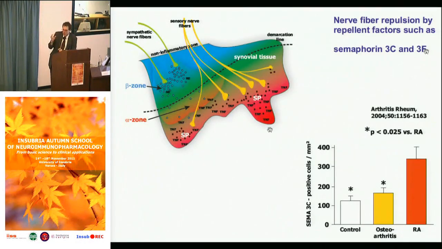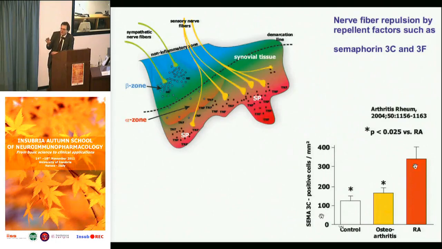Repulsion factors, repulsione, are extremely important to guide the nerve fibers during the embryological development, because the sensory nerve fibers are in completely different areas as compared to the sympathetic nerve fibers. So the repellent factors are dictating the guidance, not the growth factors. The growth factors are there, but the repellent factors are not there. This is an example of a repellent factor, semaphorine 3C. And we found, for example, that these positive cells for semaphorine 3C are clearly higher in rheumatoid arthritis patients as compared to osteoarthritic and control patients. So they have higher levels or higher numbers of these positive nerve fibers.